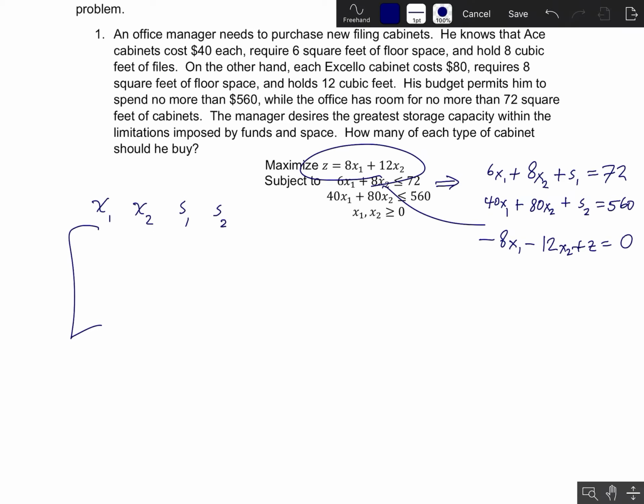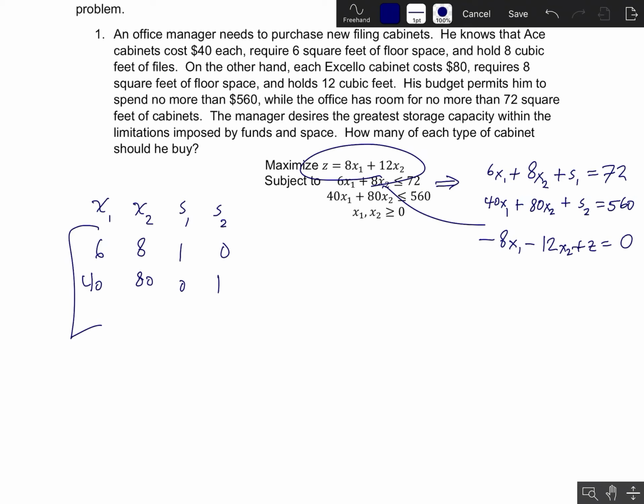I'm also going to do something a little bit different today, and I'll show you what it is in just a second. So maybe I'll start by just filling in what this left side is for the simplex tableau. So here what we have is a 6, 8, 1, 0, as I start to translate that first equation, and then my second constraint equation is going to be a 40, 80, 0, 1 as my coefficient on S2.